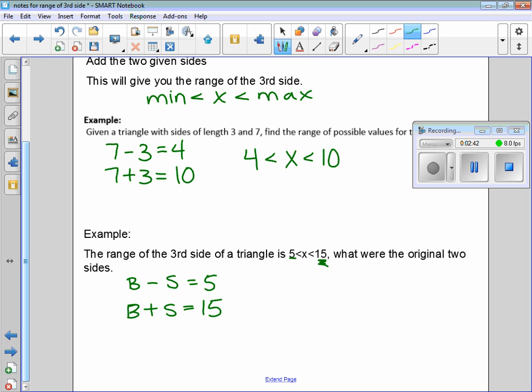So we have to figure out what two numbers subtract to give us 5, but add to give us 15. So you can go through and you can look at some numbers. So two numbers that subtract to give you 5, 7 and 2. 7 minus 2 is 5. But then when we go into the next equation, we would do 7 plus 2, which is 9. So those numbers don't work.